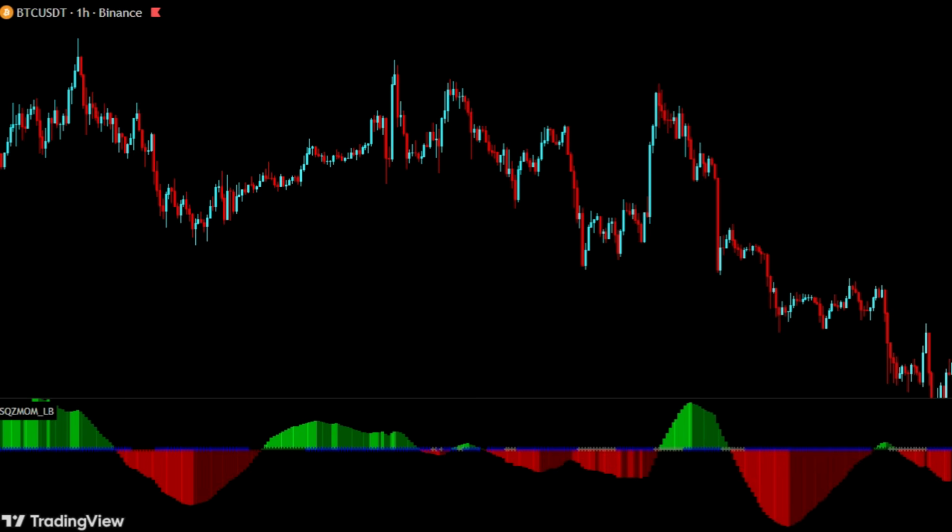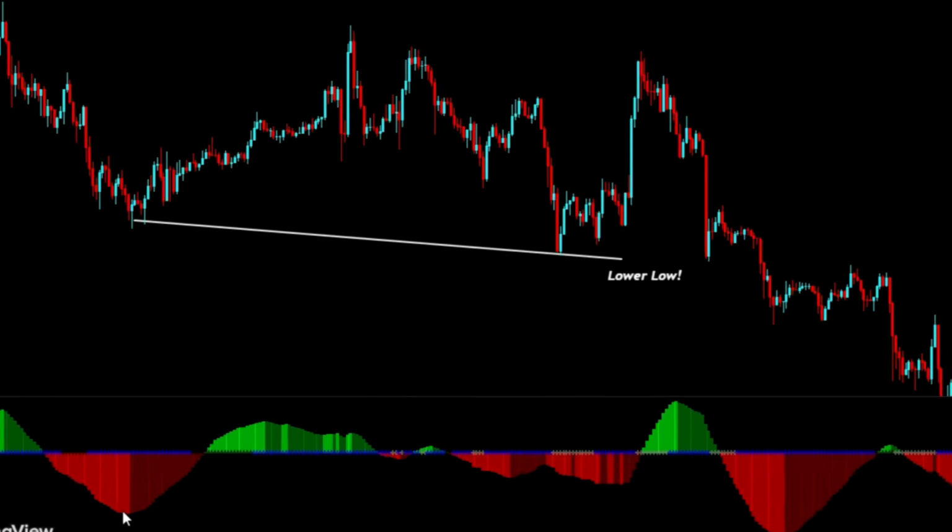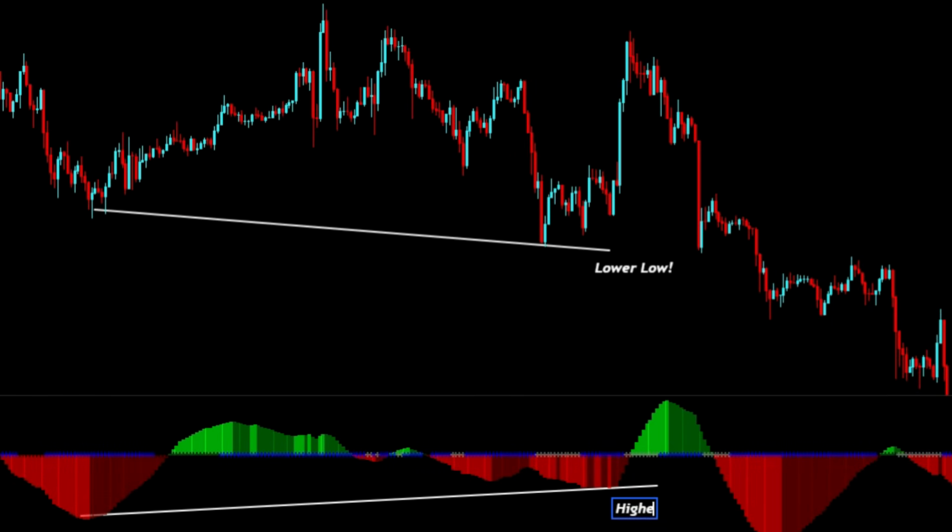Let's look at another example. In this chart, price creates lower lows, which tells us that the overall market bias remains bearish. Based on price action alone, the trend appears to be continuing downward. And once again, the oscillator is telling a different story. Instead of making lower lows along with the price, the red histogram bars are forming higher lows. This creates a divergence between price action and the momentum indicator.